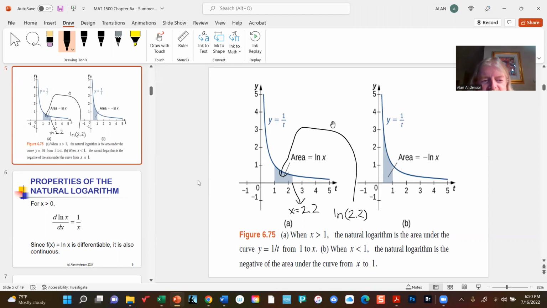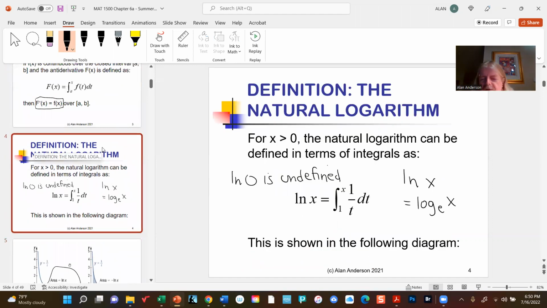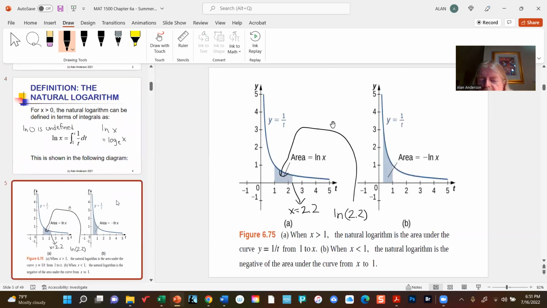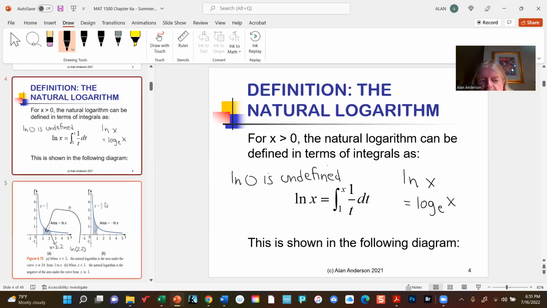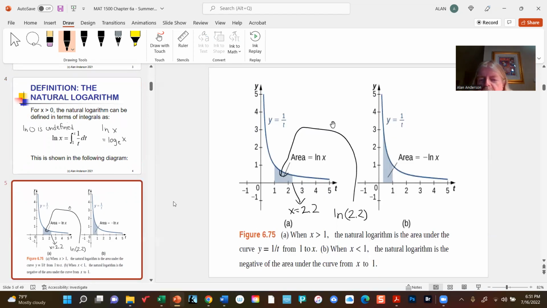So that's why it's written this way. In other words, whatever x we've chosen, the integral is defined over that interval from 1 up to whatever x happens to be. And within that interval, the area under the curve is the value of log x. Okay, so it's written a little strangely, but that's what it's trying to tell us. The area between 1 and x under this curve is the log of x.